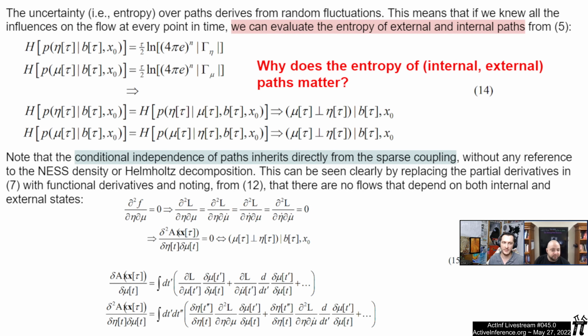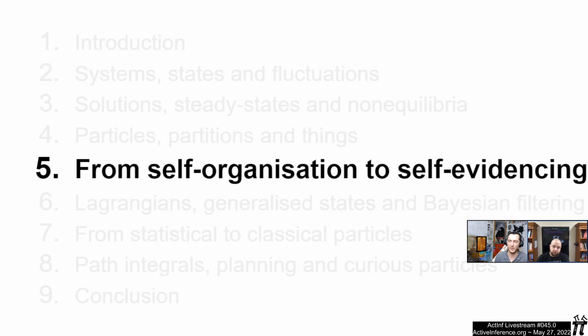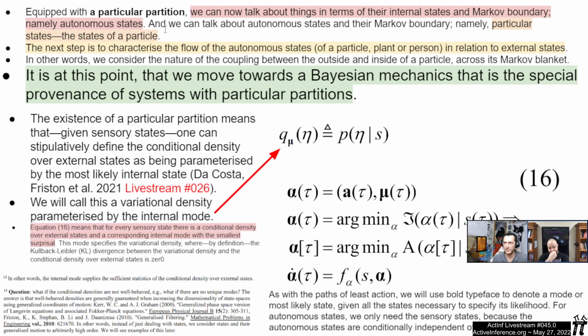Formalisms 14 and 15 are further details on the entropy of internal and external paths and the conditional independencies of paths. That's going to conclude section 4, particles, partitions, and things, which was about the Markov blanket partitioning of particles, particular states, and so on. We'll move pretty quickly through the following sections. Section 5, from self-organization to self-evidencing.